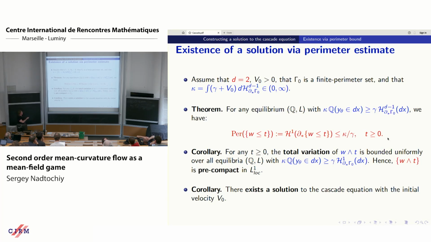Okay, so I'll show you the proof, but first the corollary. What comes out of this, of course, is that using that, you can basically control the total variation of this function W minimum T, and that means you can get compactness in L1 local. And as a corollary of the corollary, you get existence of a solution. Okay, so really, the only thing that we need to prove is this theorem, which is really the main result, as I already announced. And so that will be the remainder of my talk.